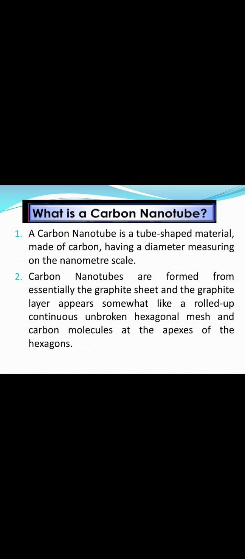First of all, we should know these things. A carbon nanotube is a tube-shaped material made of carbon, having a diameter measuring on the nanometer scale. Carbon nanotubes are formed essentially from a graphite sheet, and the graphite layer appears somewhat like a rolled-up continuous unbroken hexagonal mesh, with carbon atoms at the apexes of the hexagons.